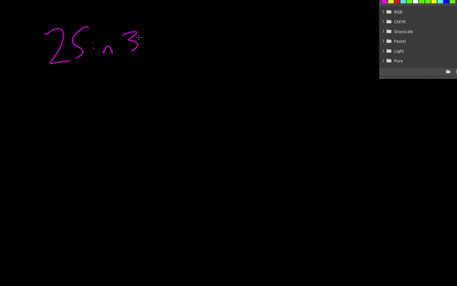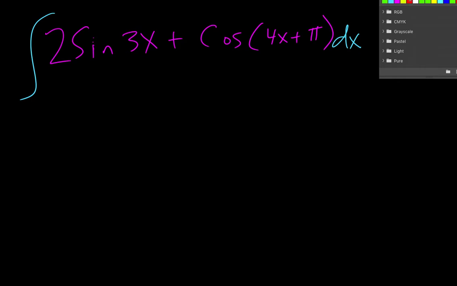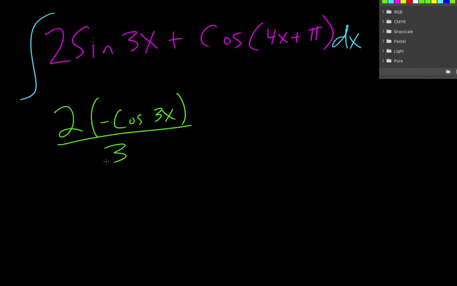Alright, we have 2 sine 3x. We're asked to add cosine of 4x plus pi, and we're asked to integrate with respect to x, and so we add those pieces. Alright, now so we're going to bring down our 2 because it's constant. Now the antiderivative of sine is negative cosine, so we get negative cosine 3x, and then we're going to divide by the derivative of the inside, so we divide everything by 3. Now the antiderivative of cosine is positive sine, so we get sine, rewrite the inside, and then we want to divide everything by the derivative of the inside.